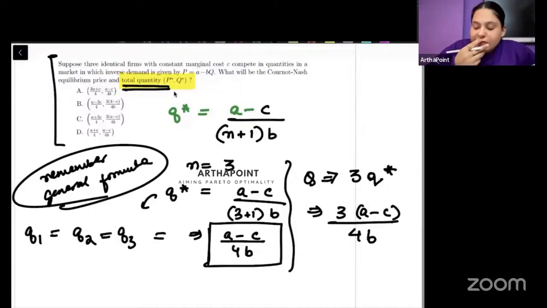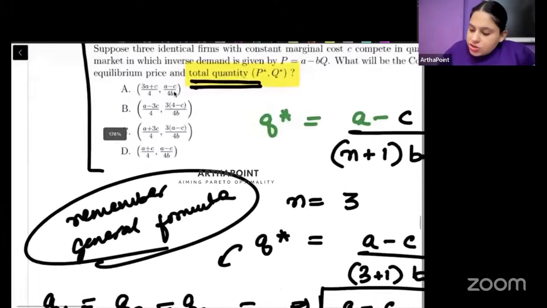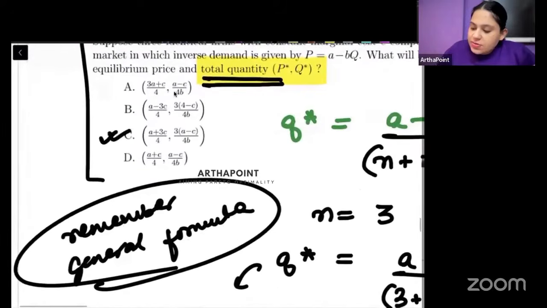Right? Which means that the only option that seems correct is C. I don't even have to find the price. Answer will be C. 3 times A minus C by 4B. Okay. So please read the question properly. You cannot make silly mistakes in these simple questions.